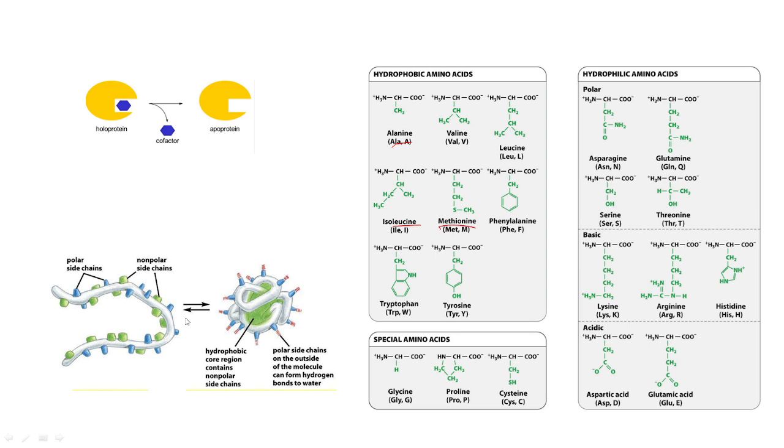Next, we come to the classification of proteins. Protein is divided into two parts on the basis of composition. It is called the simple protein, and another is the conjugated protein.